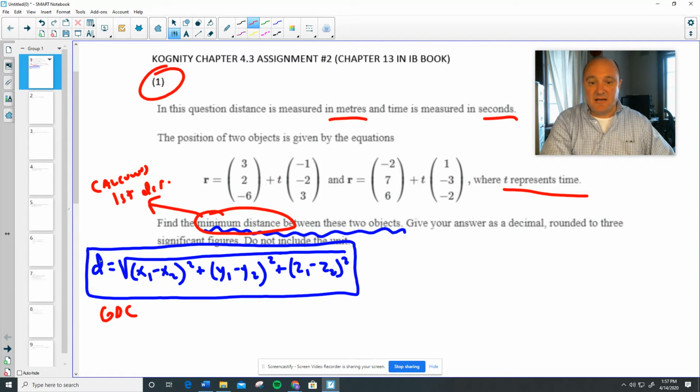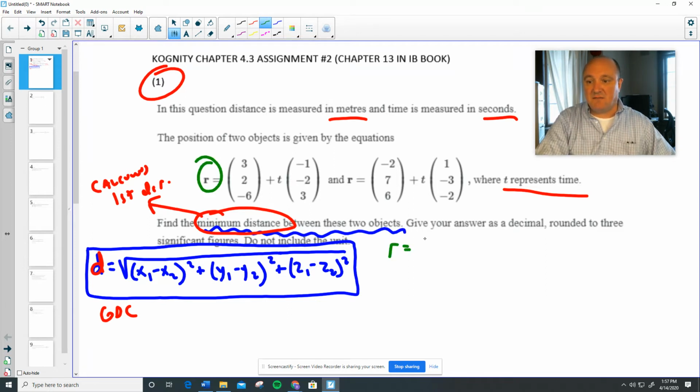So here's what we're going to do. Using the information from the two lines, we're going to try to find an equation. We're going to solve for D, graph this thing, and use the GDC to find the minimum. So that's our strategy. The question is, how do we figure out what goes into these spots? Let's look at the two lines.